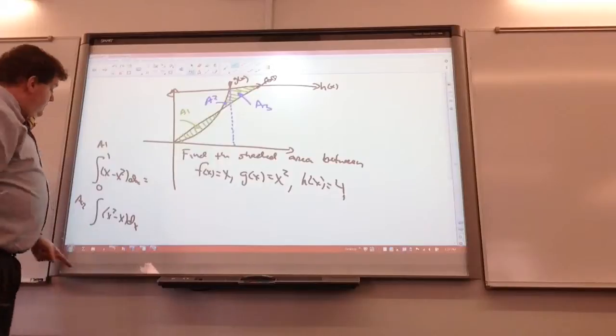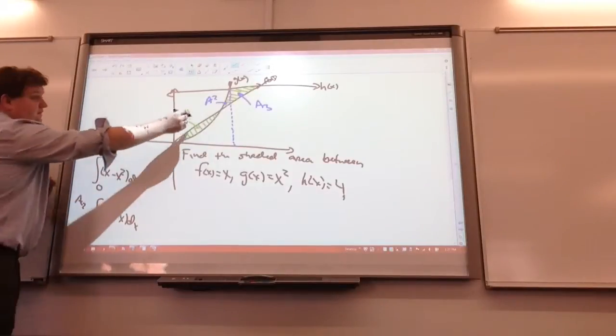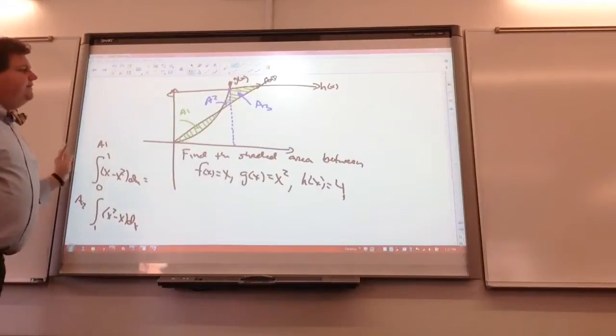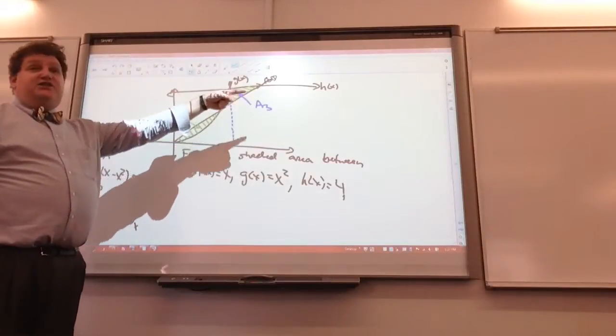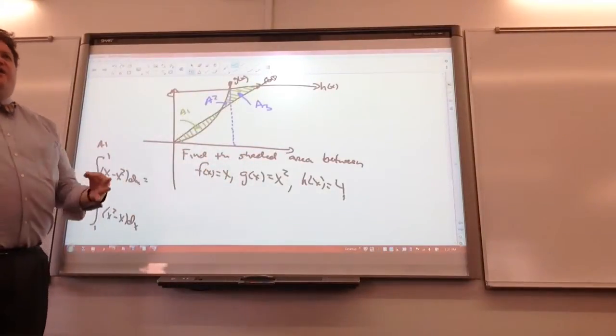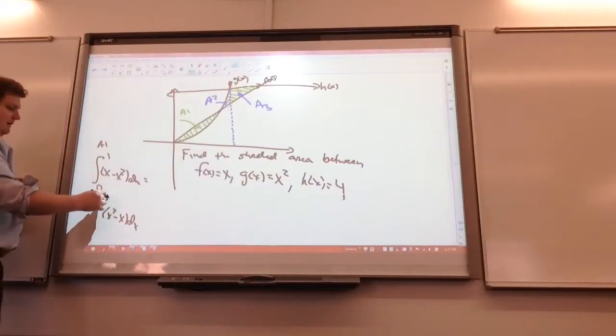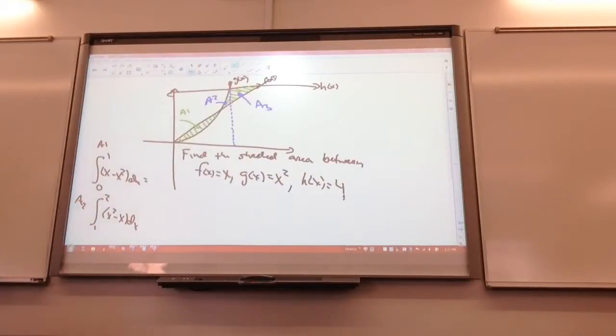It's from 1, because that's where these things start right here, right? They start at 1, and then they end when g of x crosses h of x. So what's the x value at that point? Not 4. That's what h of x is equal to. So the y value is 4 there, so the x value has to be 2. To find that you do x squared equals 4, yes.